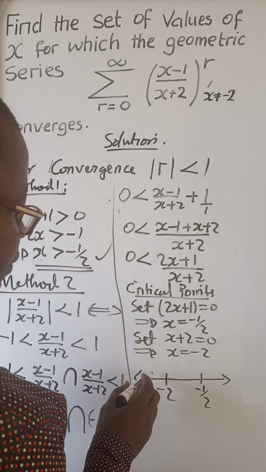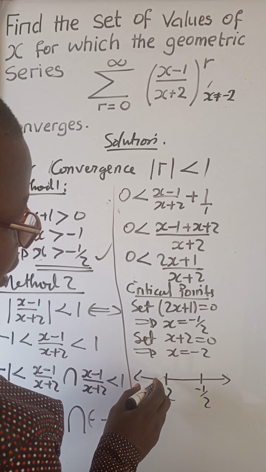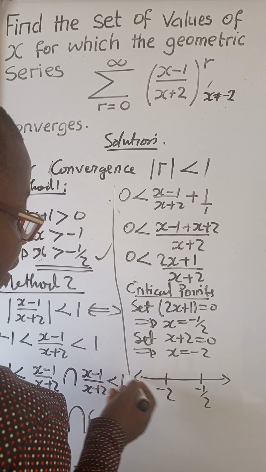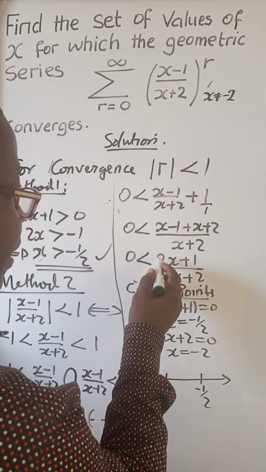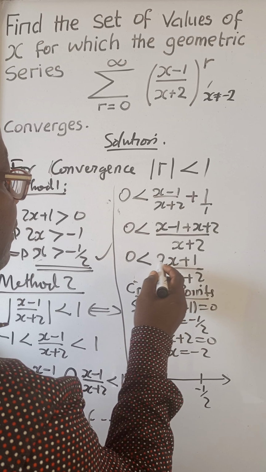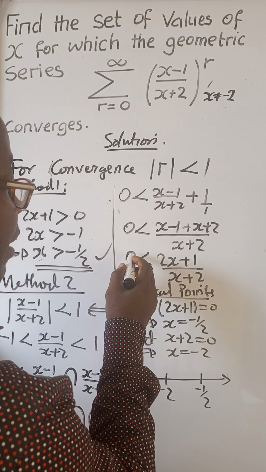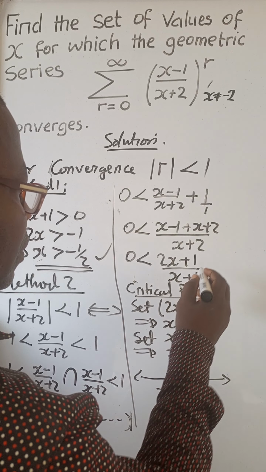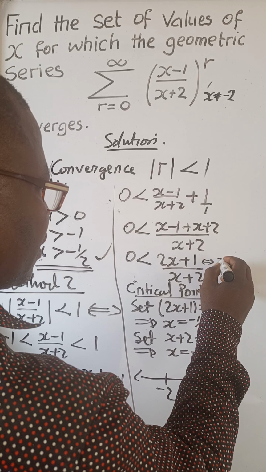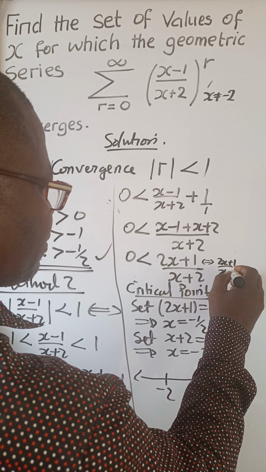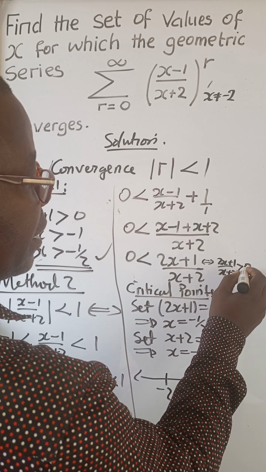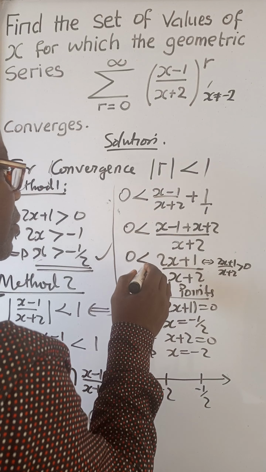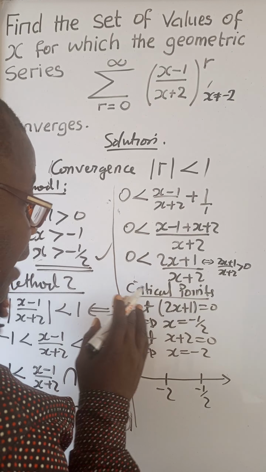We take a value from each zone, for example, any value to the left of negative 2, for example, negative 3. All right, so we'll put it there to see if we get a positive result. Remember, 0 less than this means this is greater than 0. It's the same thing as saying that (2x plus 1) all over (x plus 2) is greater than 0. And greater than 0 means positive. So our result will lie where we have positive results.